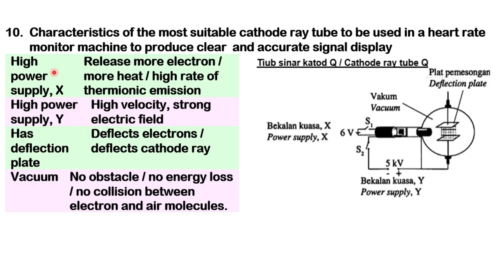The next thing is it must have deflection plates, because we want to study the heart rate. The heart rate may go up and down, so we have to deflect the cathode rays, or deflect the electrons. And the last one, a vacuum tube. Why vacuum? Because there is no obstacle, no energy loss, no collision between electrons and air molecules.